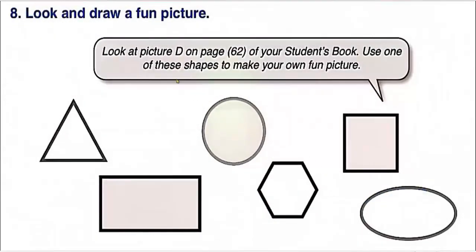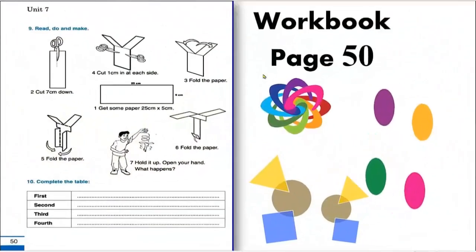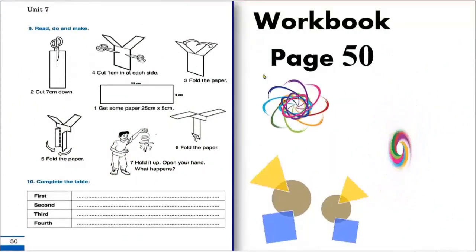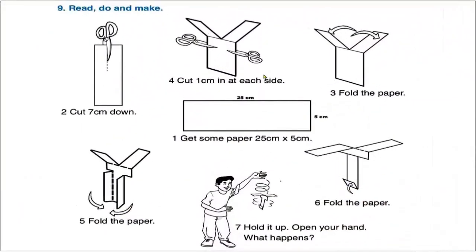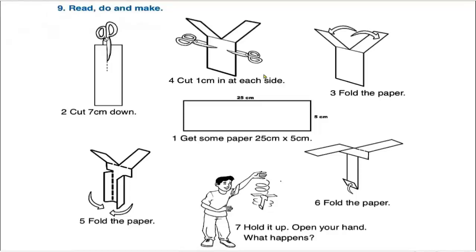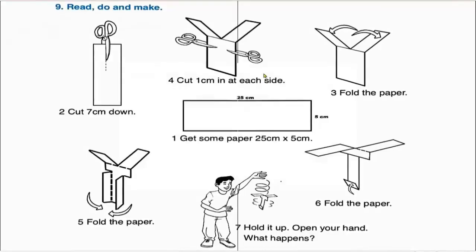Exercise 8. Look and draw a fun picture. Look at picture D on page 62 of your student's book. Use one of these shapes to make your own fun picture. Okay. Now let's go to exercise 9 in your workbook, page 50. Read, do, and make. Exercise 10, complete the table. Please write the answers first.